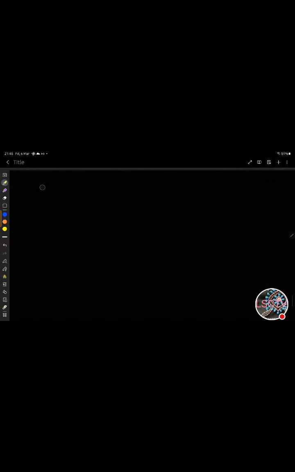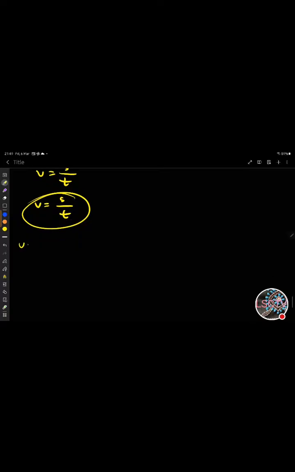Velocity, I'll represent with v. V is equal to displacement, represented with a small s, speed and distance with a capital S, divided by t. Okay, v is equal to s by t. This is the formula. V is the velocity, s is the displacement, and t is the time.